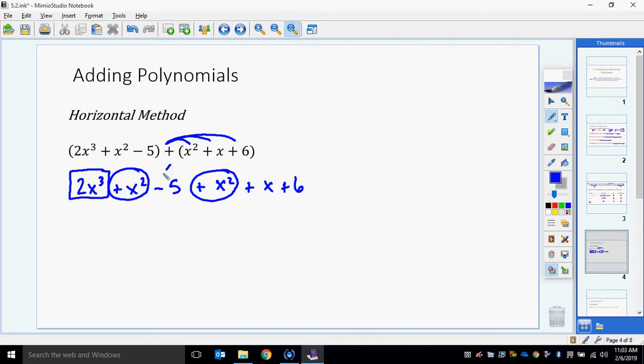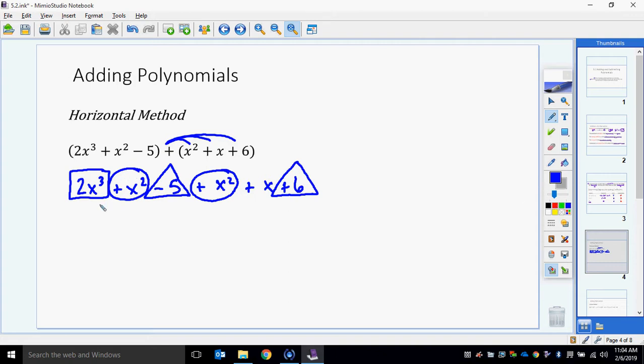Okay, and then I have my constant. It doesn't have a variable. Do I have any other numbers without a variable? I give those a different shape. And x is by itself, so I won't have anything to combine it with.